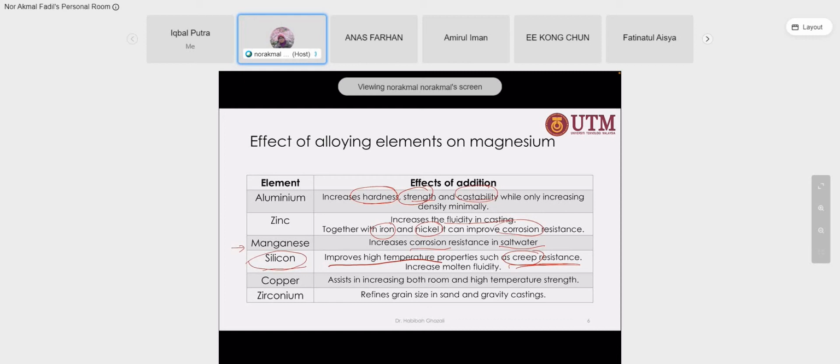And if we add copper to the magnesium, the good thing is it can improve the stability of both room and high temperature strength. You can maintain the strength at high temperature. If you add zirconium, you can refine the grain in the sand and gravity casting process.